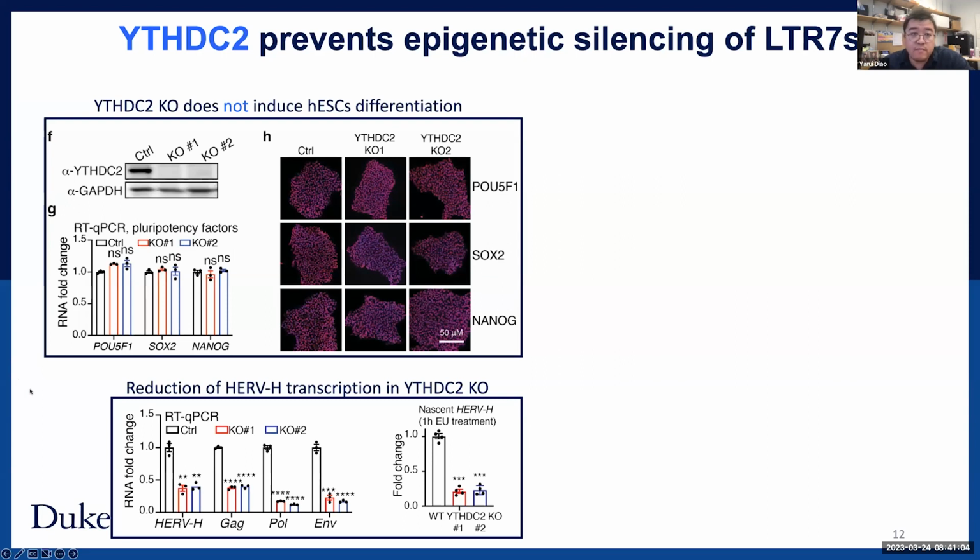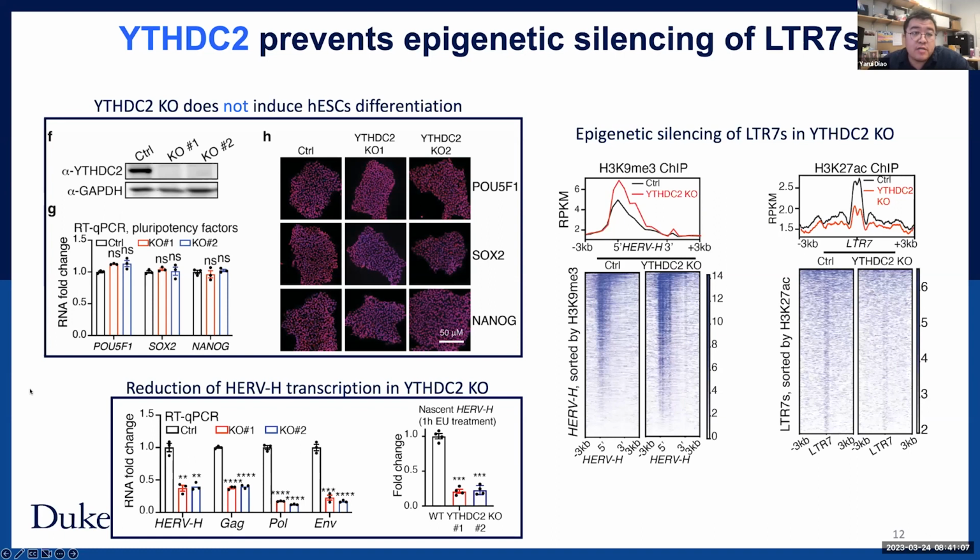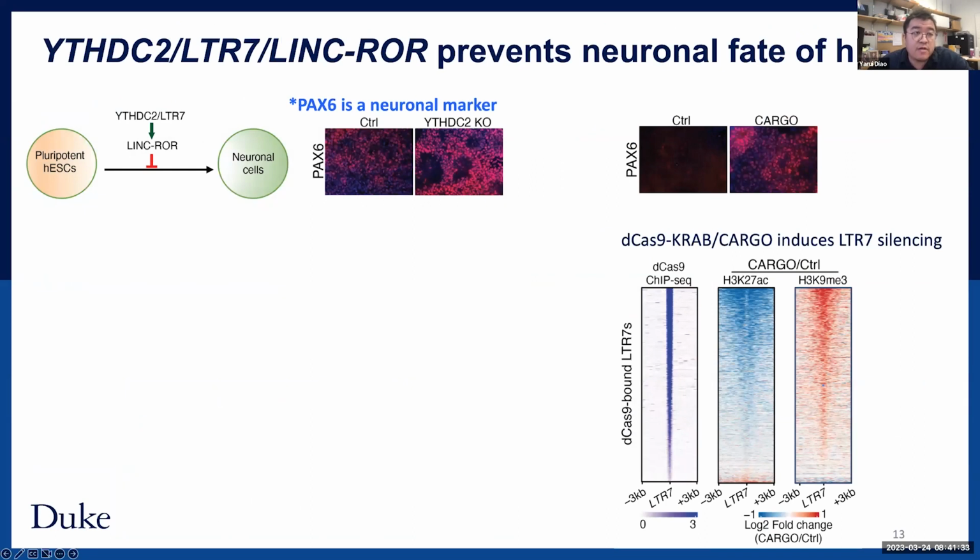And indeed, when we performed H3K9 trimethylation and H3K27 acetylation ChIP-seq in both wild-type and YTHDC2 knockout human ES cells, we found that there is epigenetic silencing of LTR7 HERV-H sequences, which is indicated by gain of H3K9 trimethylation and the loss of H3K27 acetylation. Next, Tongyu spent quite a lot of effort trying to figure out the biological significance of YTHDC2 and LTR7 in regulating human ES cell function.